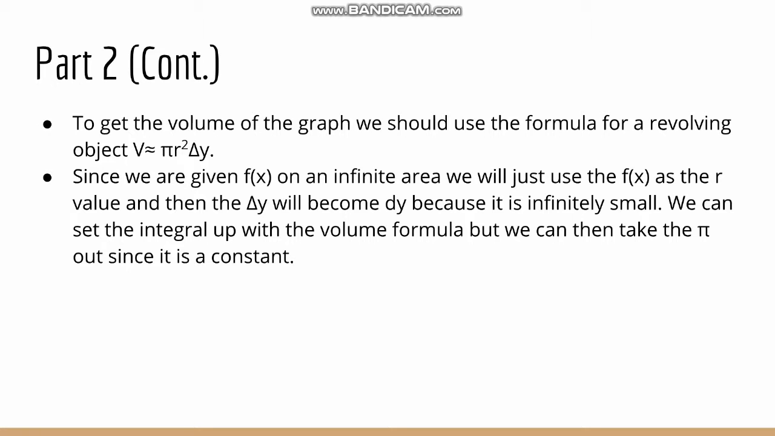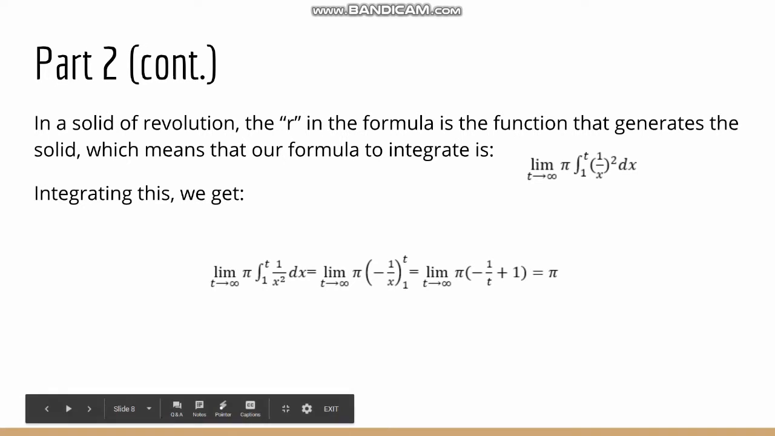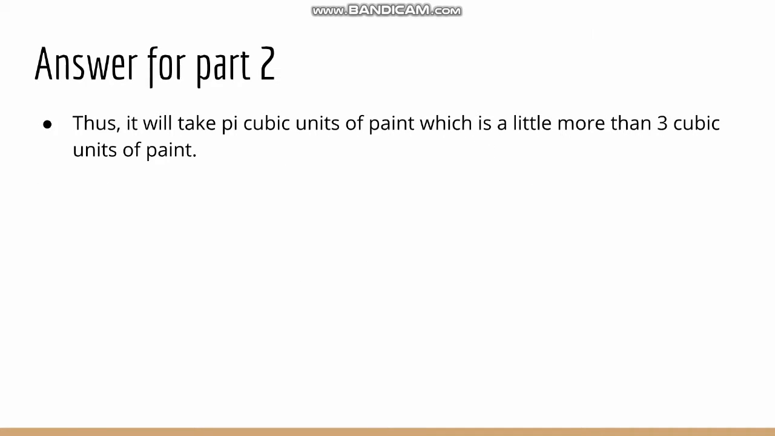We can set the integral up with the volume formula, but then we can take the pi out since it is a constant. In a solid of revolution, the r in the formula is the function that generates the solid, which means our formula to generate is this. Integrating this, we get this long thing, which will end up equaling pi. Thus, it will take pi cubic units of paint, which is a little more than 3 cubic units of paint.